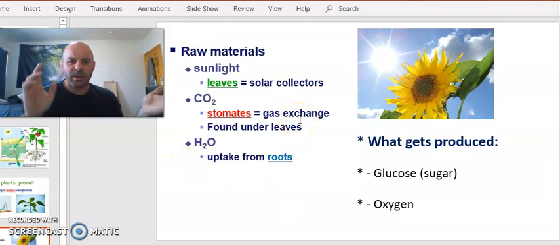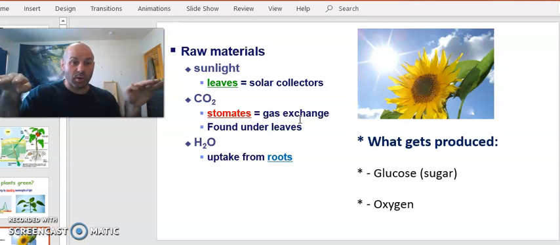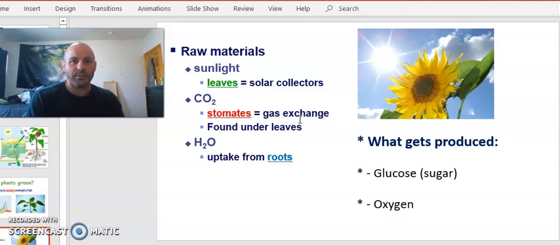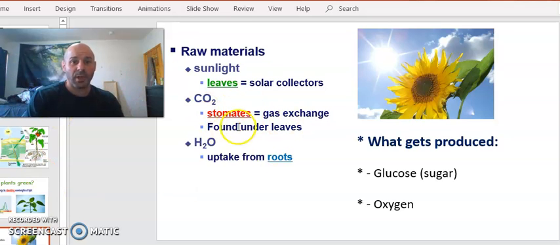So let's go over the raw materials. We know plants need sunlight to make their own food. The leaves are like little solar panels or solar collectors with all the chloroplasts that will absorb the energy from sunlight to make their own food. They need CO2 or carbon dioxide. Plants actually have under their leaves little tiny openings called stomates where the exchange of gases takes place, and it absorbs that CO2, carbon dioxide, to use as an ingredient for its food. Also, we know H2O, water, is taken up from the roots as part of that process.